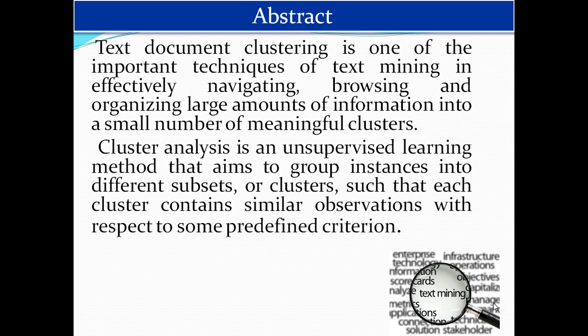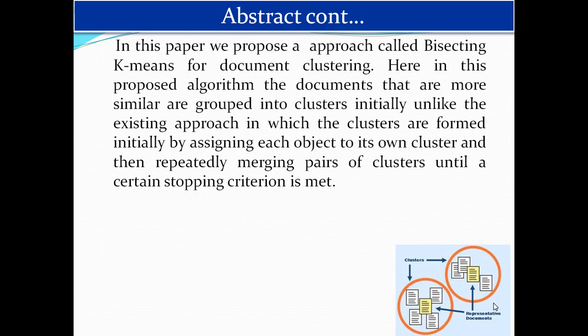Abstract. Text clustering is one of the important techniques of text mining. Cluster analysis is an unsupervised learning method that aims to group instances into different clusters such that each cluster contains similar observations. In this paper, we propose an approach called bisecting k-means for document clustering. Here, in this proposed algorithm, the documents that are more similar are grouped into clusters.